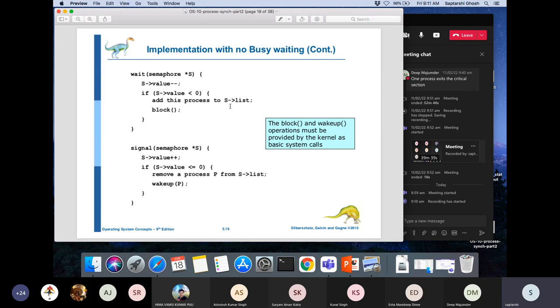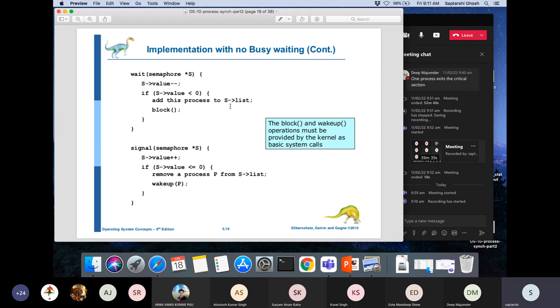Wait is when you are trying to reduce the value of the semaphore, but this whole function is atomic. Similarly, wake up or signal is when you are trying to increase the value of the semaphore by 1, but again it should be atomic. Apart from increasing and decreasing, if you want a simple semaphore, which we call a binary semaphore, then you can initialize it to 1.